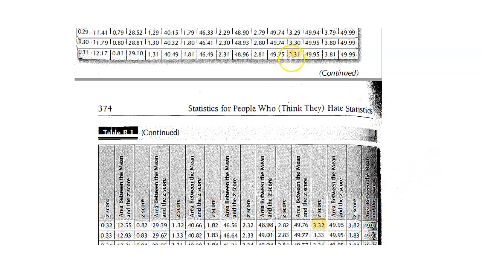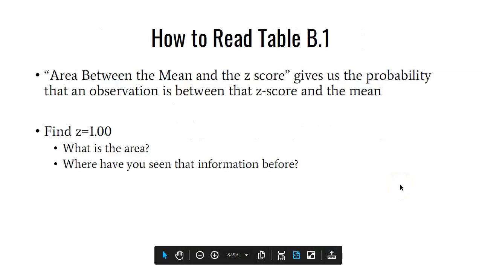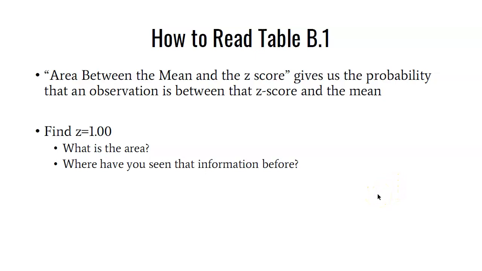But this is the z-score. This is the area under the curve. So the way that you read it is the column that says area between the mean and the z-score. That actually gives us the probability that an observation is between the z-score and the mean.